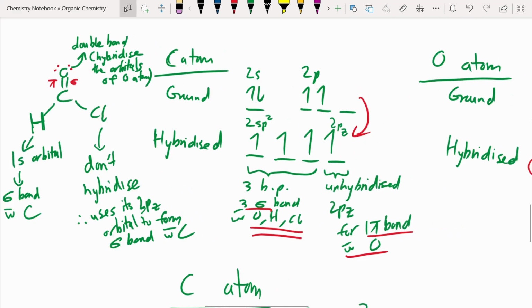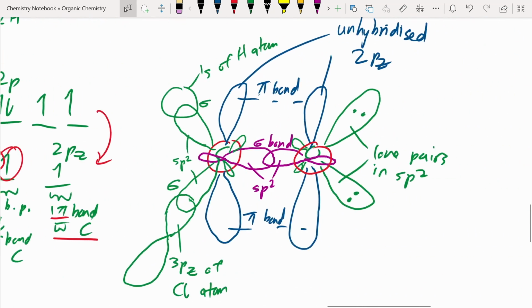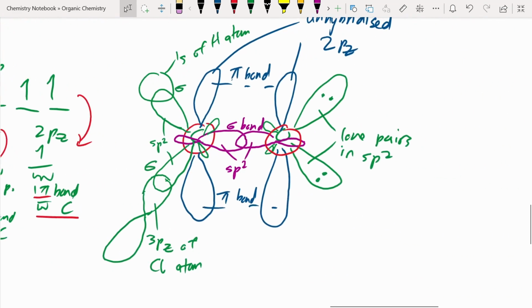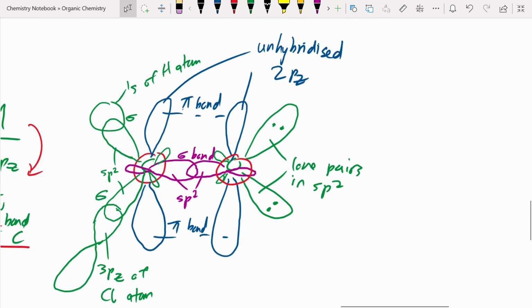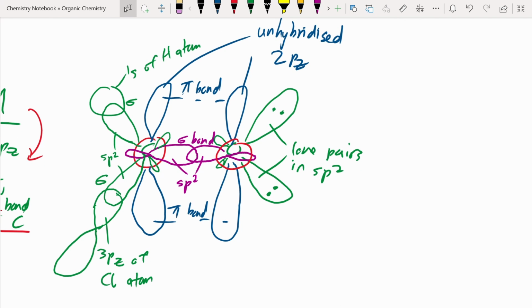So this is how the full orbital diagram of the molecule will look like. This is oxygen right here. I'm not sure the cursor shows it, but this is oxygen. Oxygen has these 2 lone pairs, and these 2 lone pairs are in your sp2 orbitals.